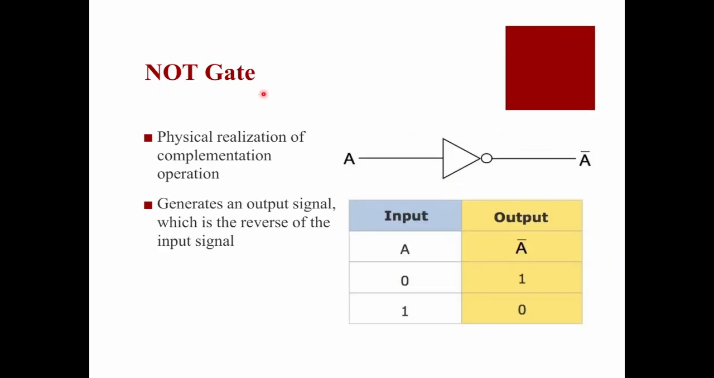Next, NOT gate. NOT gate, as you can see, is like a small triangle with a small bubble. NOT means the opposite. A is the input, and the output is this symbol, not A. So, if the input is 0, the output will be 1. Input 1, the output is 0. So it means it will reverse the input signal.